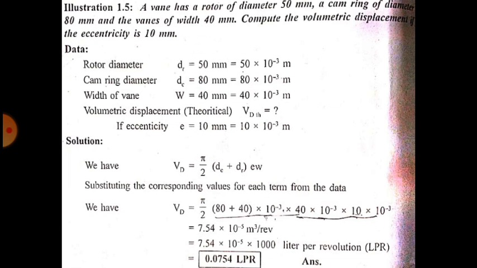If you multiply by 1000, you get 0.0754 liters per revolution. If the RPM of the motor is given, if you multiply by the RPM of the motor, you get liters per minute. So this is the volumetric displacement, equal to 0.0754 liters per revolution of the rotor.